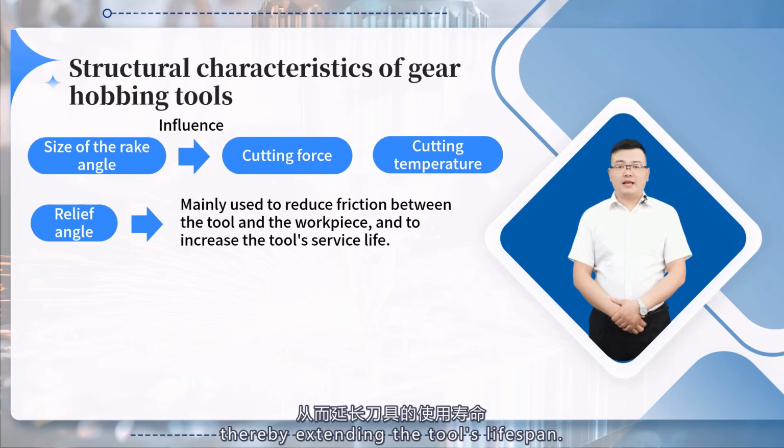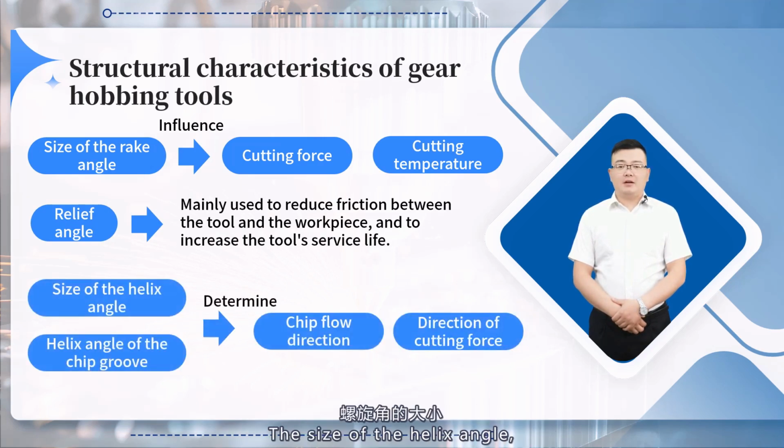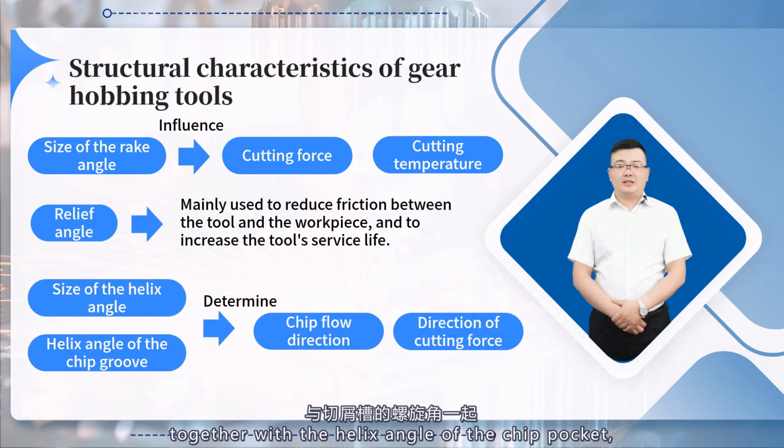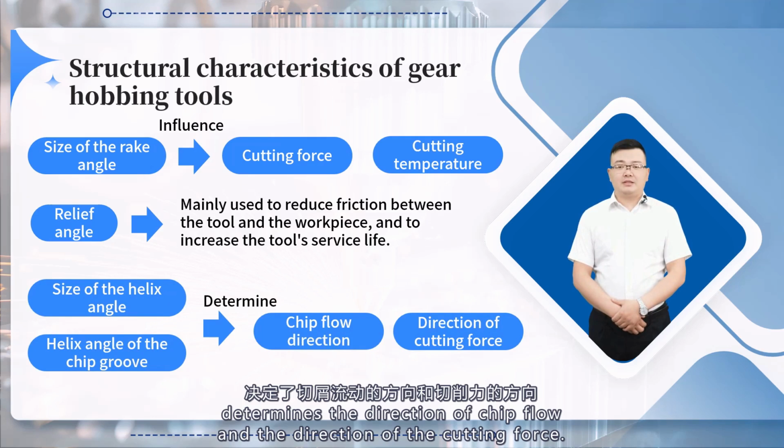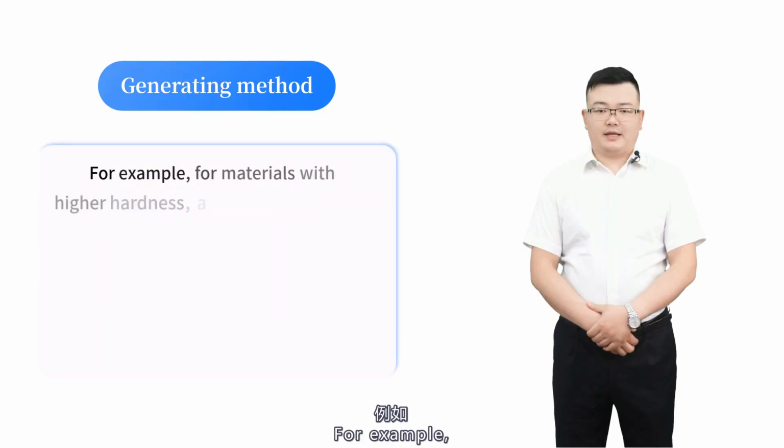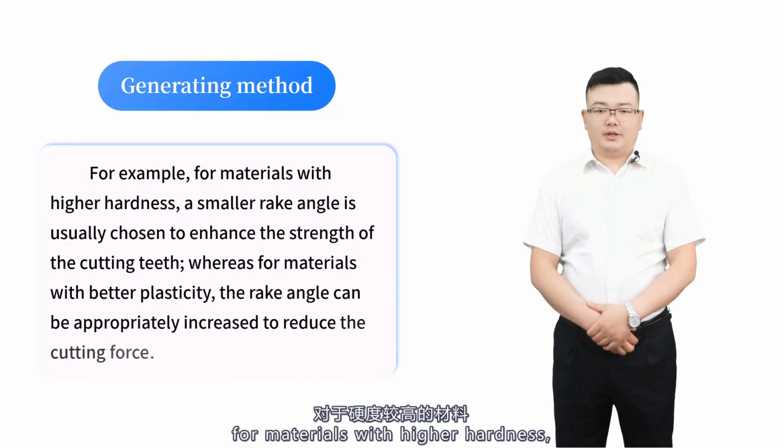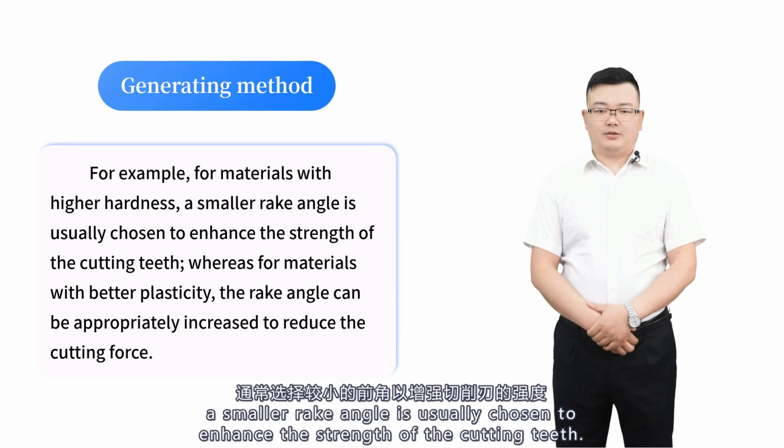extending the tool's lifespan. The size of the helix angle, together with the helix angle of the chip pocket, determines the direction of chip flow and the direction of the cutting force. For example, for materials with higher hardness, a smaller rake angle is usually chosen to enhance the strength of the cutting teeth.